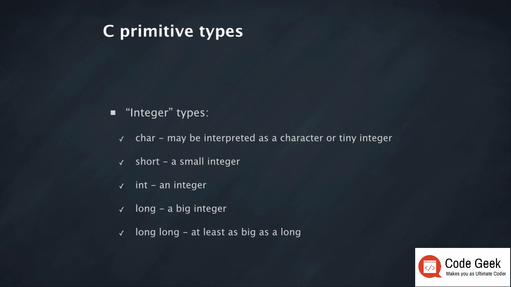A short is a small integer. An int is an integer, kind of a general purpose type integer. A long is a big integer, and a long long is a little bit odd. It is at least as big as a long. On most systems, it's the same size as a long.